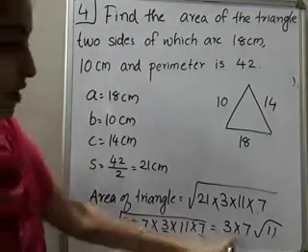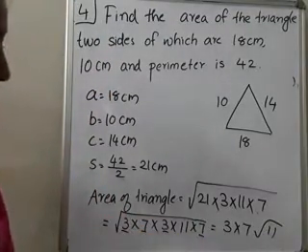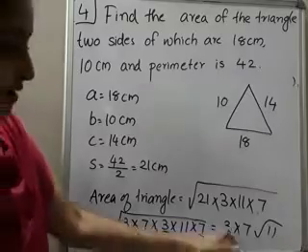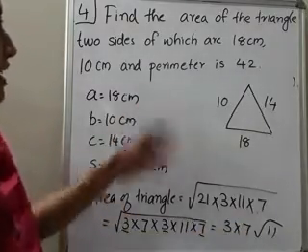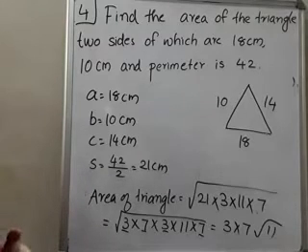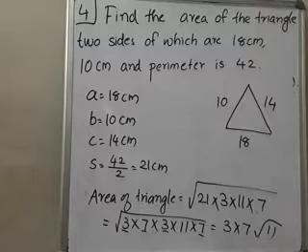So the answer is what? 21 root 11. So write down, 3 into 7 is what? 21. 21 root 11, unit is centimeter square. 21 root 11 centimeter square.